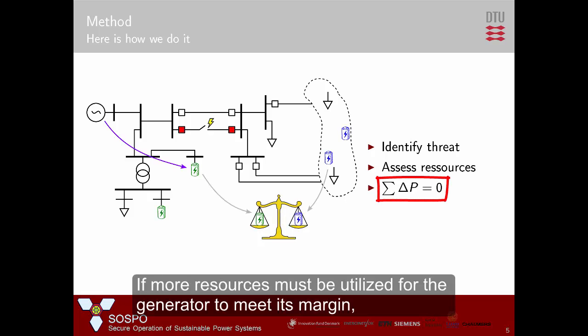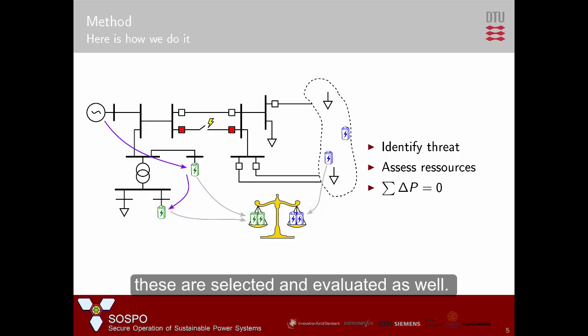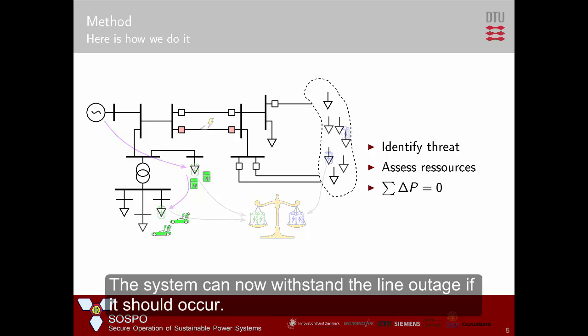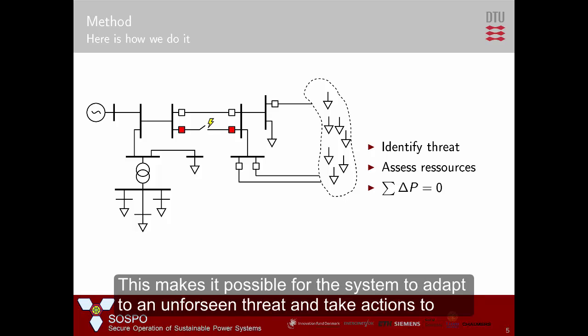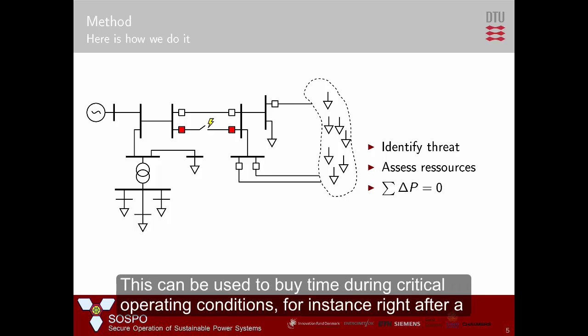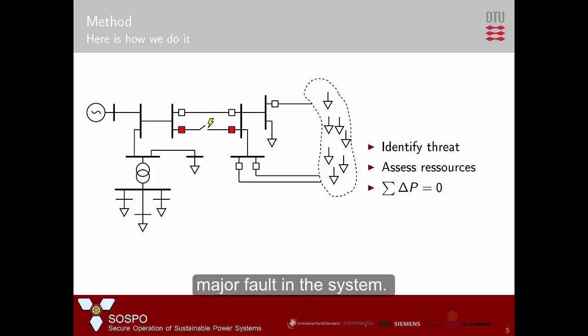If more resources must be utilized for the generator to meet its margin, these are selected and evaluated as well. If the changes are sufficient, a signal is sent to the loads to alter their consumption. The system can now withstand the line outage if it should occur. This makes it possible for the system to adapt to an unforeseen threat and take actions to reduce its impact before the threat happens. This can be used to buy time during critical operating conditions, for instance right after a major fault in the system.